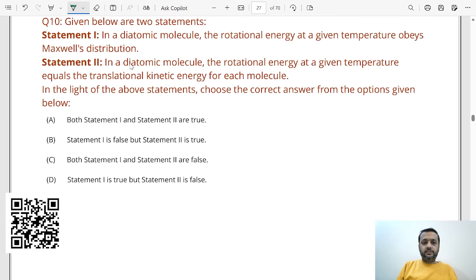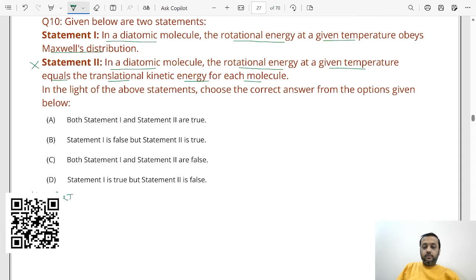Then in this question, statement 1 says in a diatomic molecule the rotational energy at a given temperature obeys Maxwell distribution, and statement 2 says that in a diatomic molecule the rotational energy at a given temperature equals the translational kinetic energy of each molecule. Let me talk about statement 2 first. Statement 2 is clearly wrong. Why? Because the kinetic energy, whether of rotation, translation or vibration, can be written as f by 2 kT, where T is the temperature.